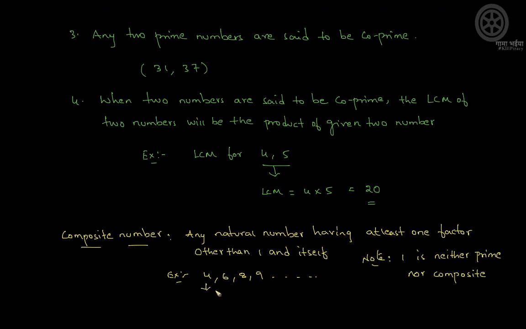See, what are the factors of 4? 1 into 4, 2 into 2, right? So the factors are 1, 2, 4. You have an extra factor other than 1 and itself. If you had only the factors 1 and 4, then definitely that would be a prime number. But in this case, you have the extra factor 2. So 4 is not a prime number. It is a composite number, right? Understood the difference between composite and prime numbers? Good.